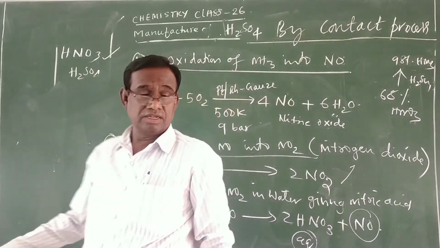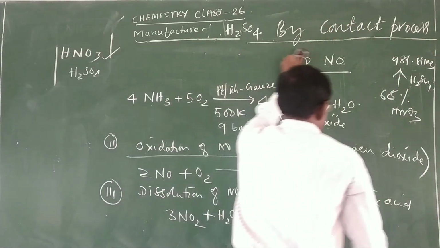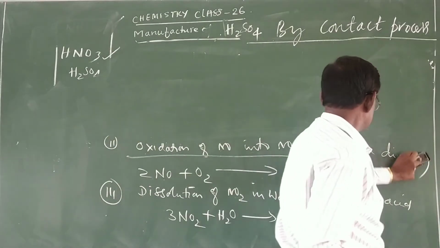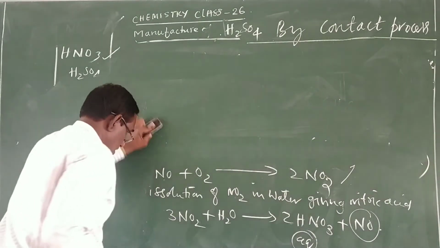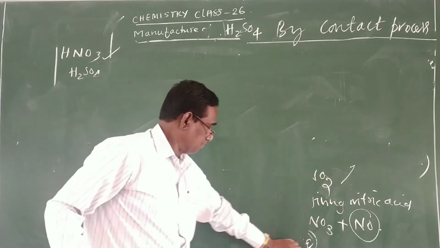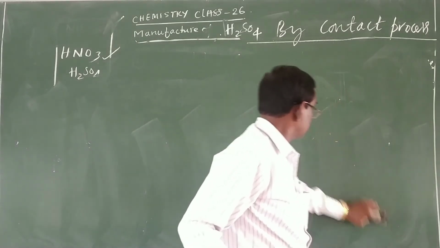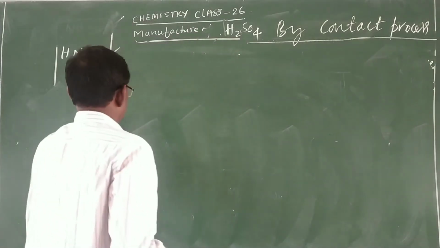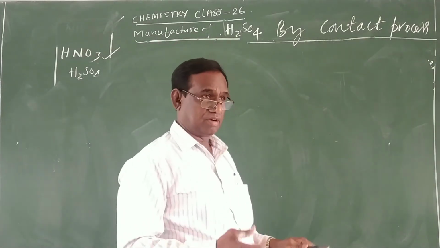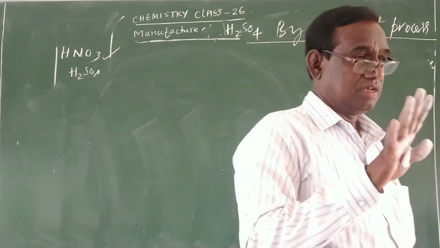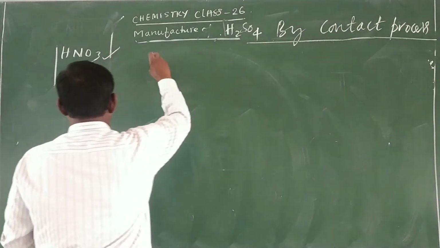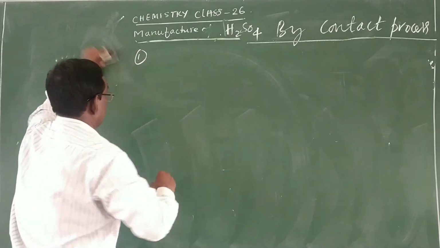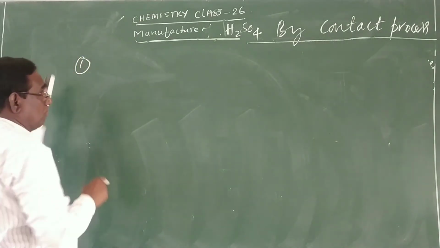So this is the third one. The first one is ammonia, the second one is nitric acid, the third one is sulfuric acid. In the manufacture of sulfuric acid by the contact process, we have 4 steps. Remember, how many steps are there? 4 steps. The manufacture of sulfuric acid by the contact process involves 4 steps.